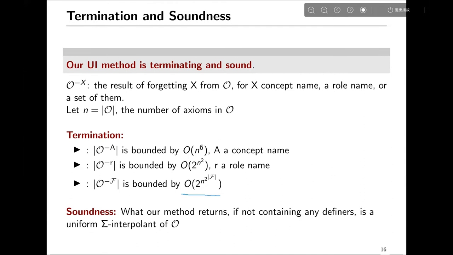And our method is sound. Soundness means that what our method returns, if not containing any definers, is a uniform Sigma-interpolant of O.